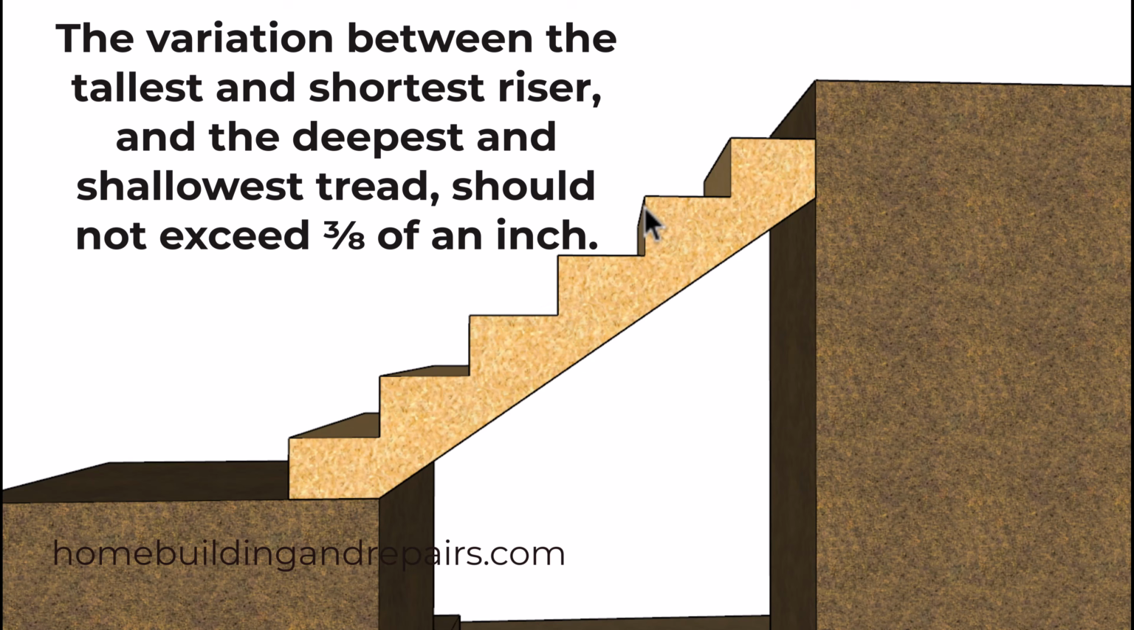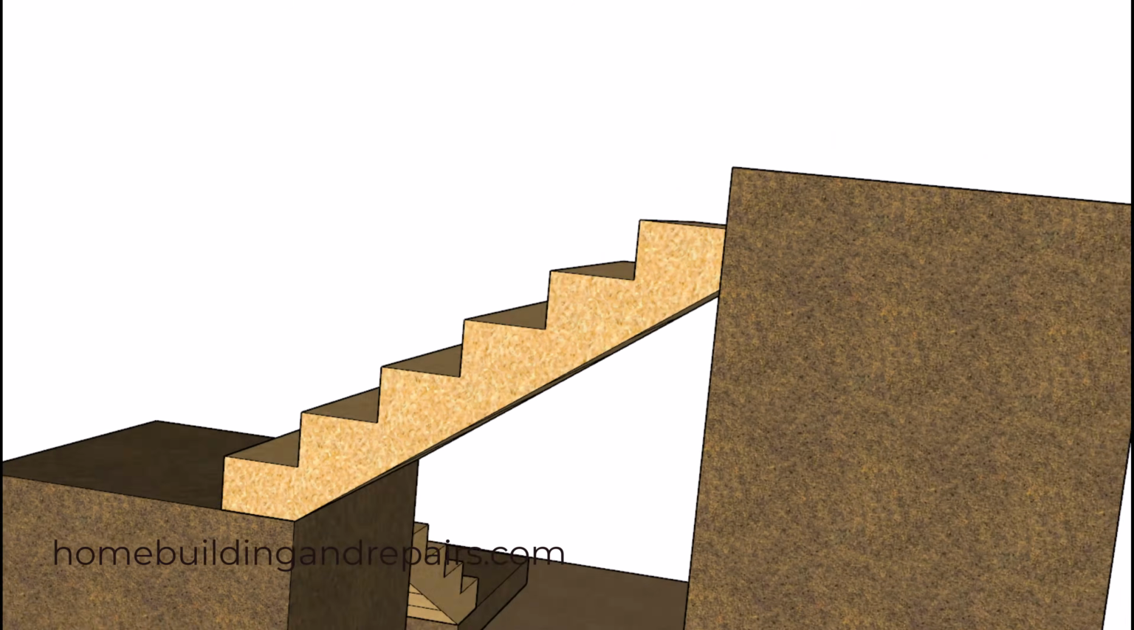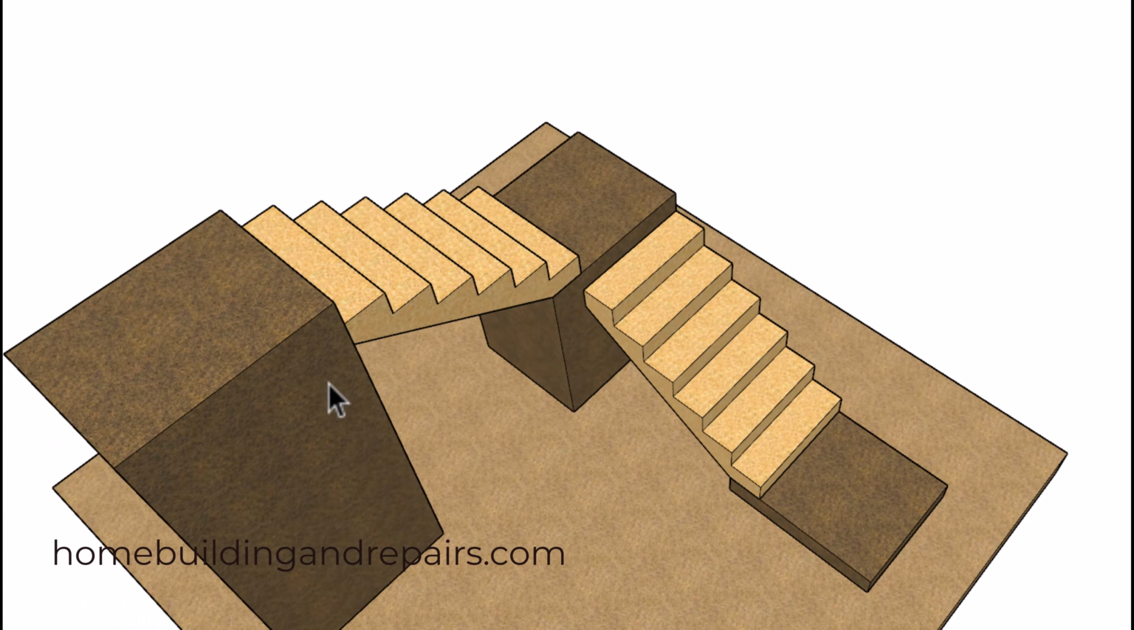And the last one I want to mention on the list will be inconsistencies in the riser heights. And that cannot be more than 3/8 of an inch variation in the entire flight of stairs. So for example, in this stairway here, we have 2 flights of stairs, one here and one here. And a flight of stairs is usually going to be separated by a floor or a landing.